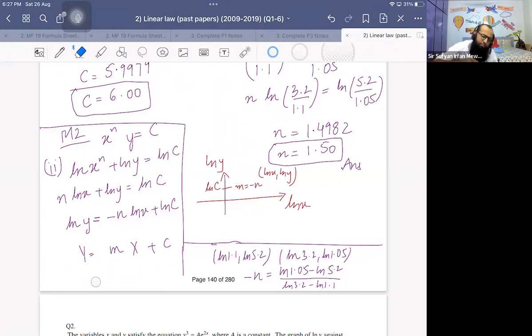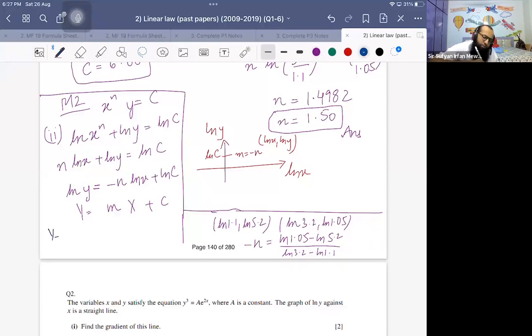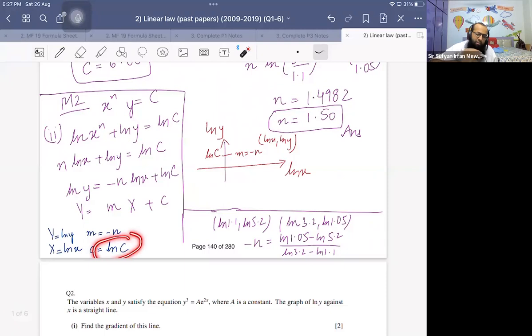Let me rewrite it more clearly. y equals mx plus c. So y equals ln y. x equals ln x. The gradient would be negative n. And the intercept would be ln c. So y equals ln y, x equals ln x, m equals negative n, and c equals ln c. So the ln y intercept will be ln c, right? And the coordinates will be ln x comma ln y.